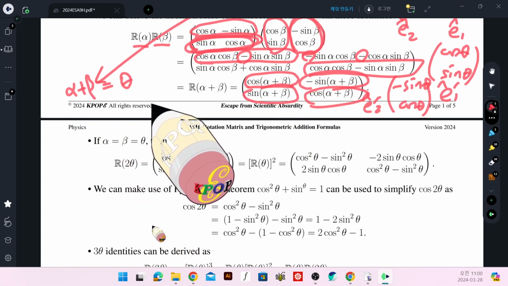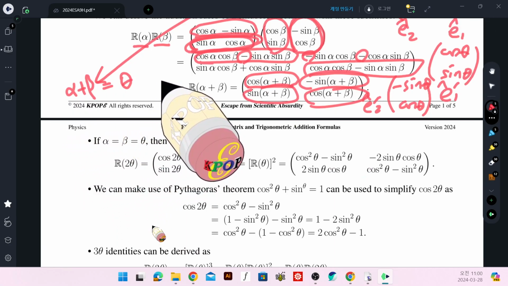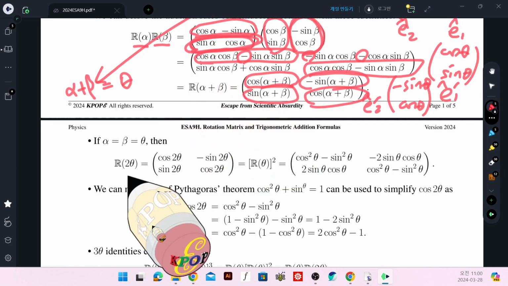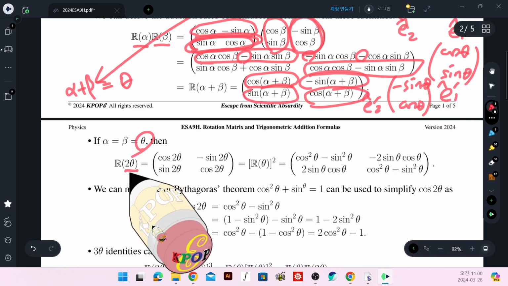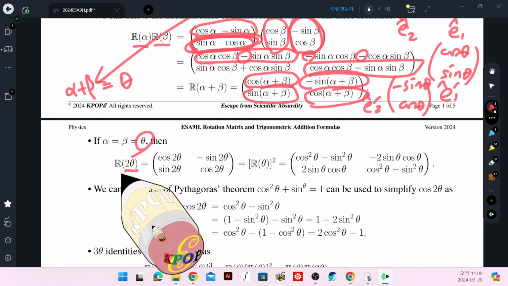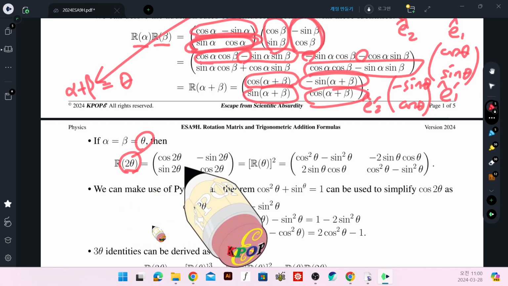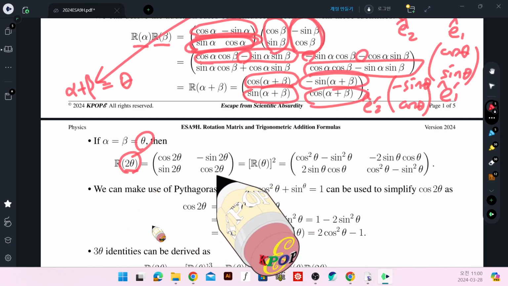Let us consider a special case where alpha and beta are the same. Then our alpha plus beta becomes the same as theta, then it is 2 theta. Therefore, the rotation matrix with the angle 2 theta is cosine 2 theta, sine 2 theta, minus sine 2 theta, cosine 2 theta.